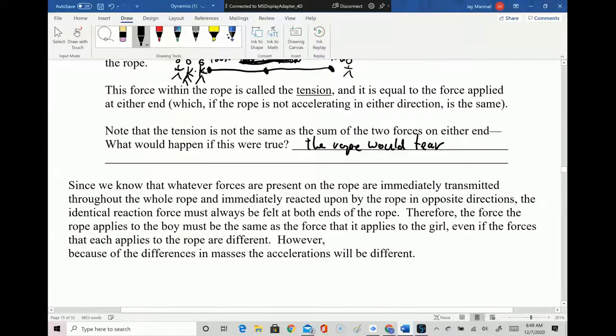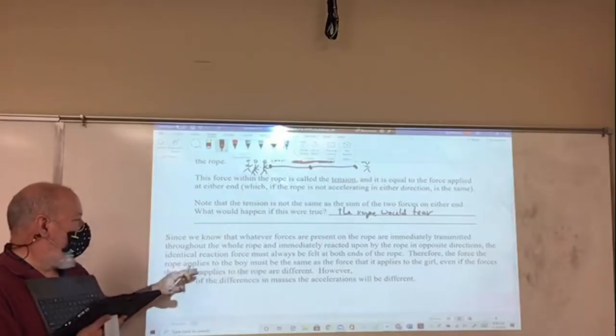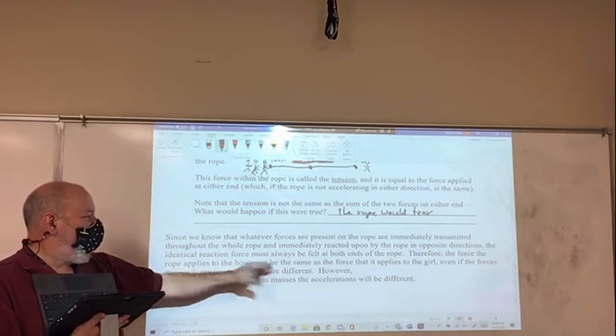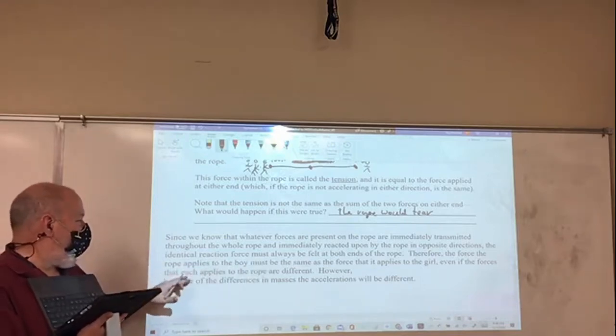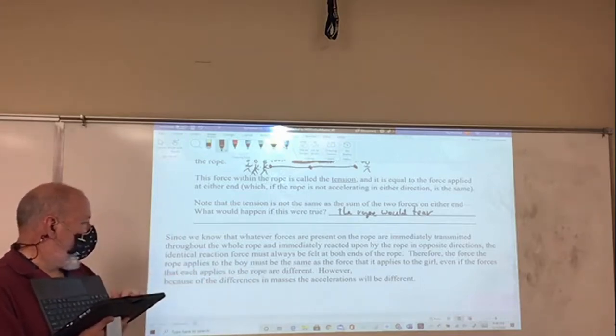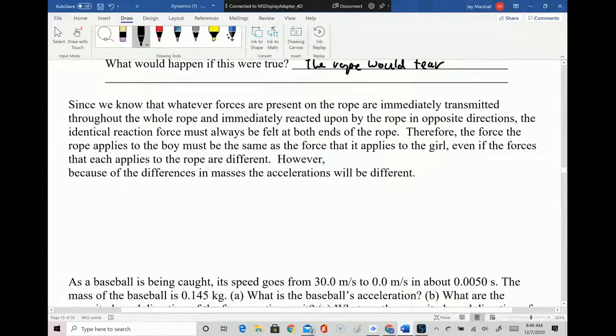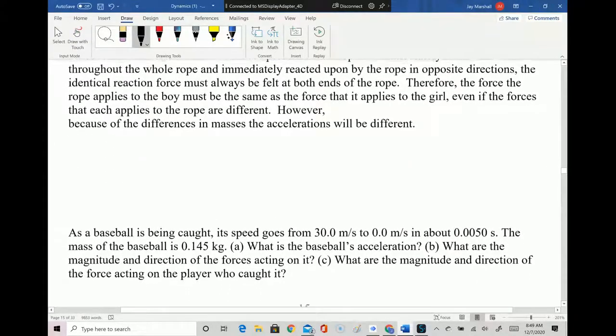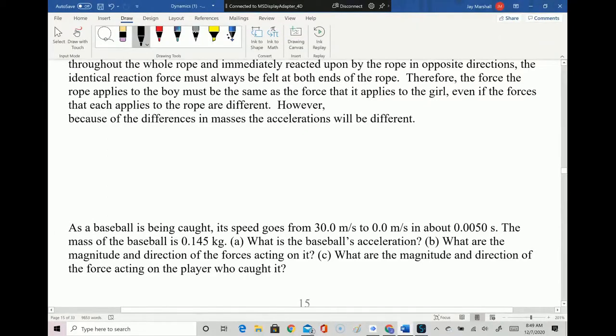Okay? So, since we know whatever forces are present on the rope are immediately transmitted throughout the whole rope and immediately reacted on by the rope in the opposite direction, the identical reaction force must always be felt at both ends of the rope. Therefore, the force the rope applies to the boy must be the same as the force that applies to the girl, even if the forces are different. However, because of the differences in masses, their accelerations will be different. So let's look at this here.